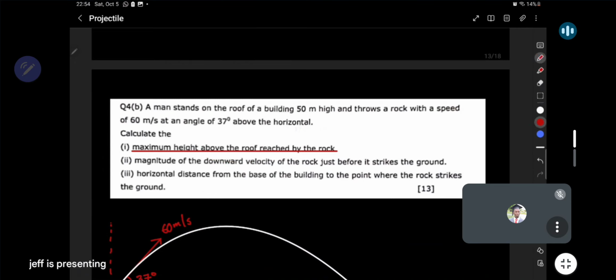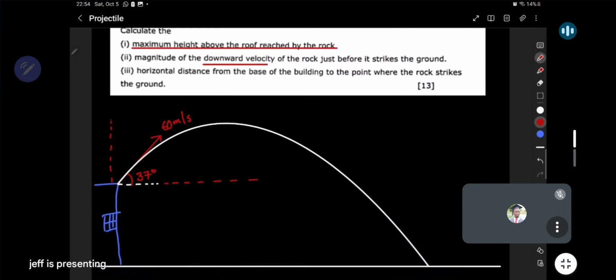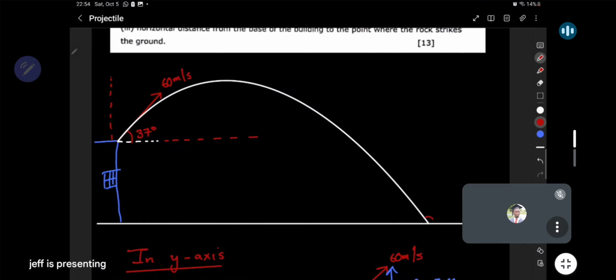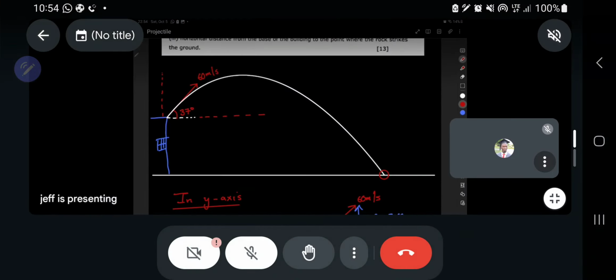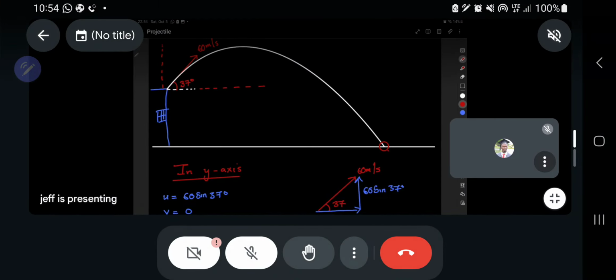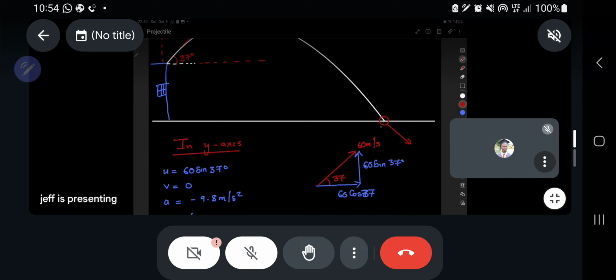They're saying the downward velocity. You see, when the rock is striking the ground, it strikes the ground here. And the velocity it has when striking the ground is a velocity in that direction. And observe that that velocity will have two components: a vertical component that goes vertically downwards, and a horizontal component that goes to the right, like that.